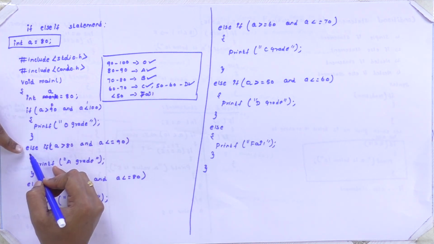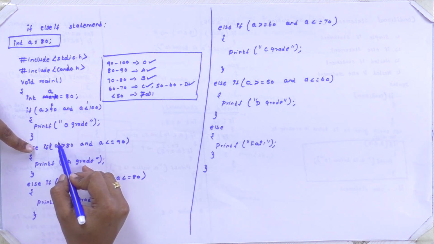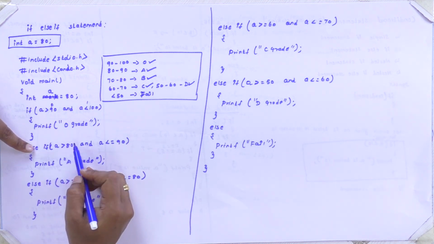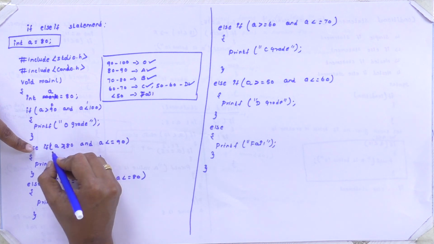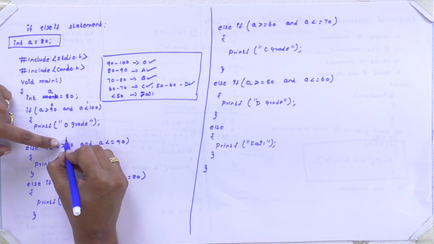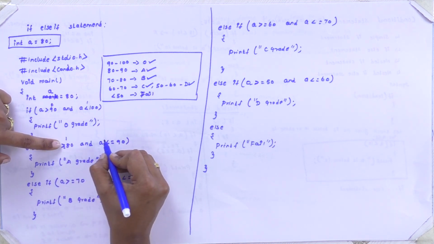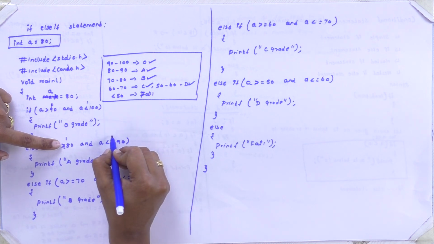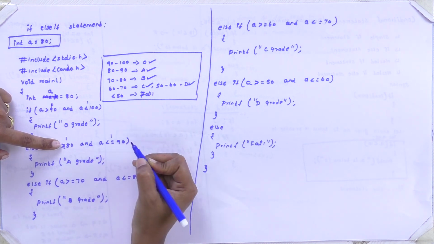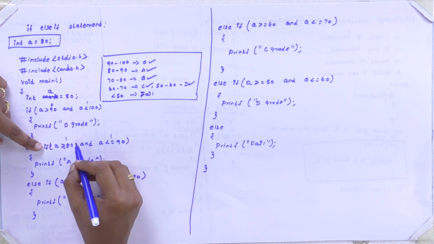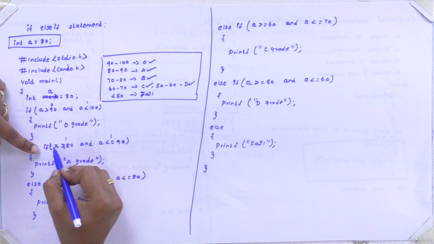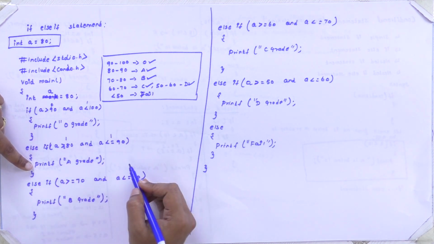Again it will come to the next statement. Here it checks 80 greater than or equal to 80. The condition is true, and again it will check 80 less than or equal to 90. Again the condition is true. So when both conditions are true, it will enter into this statement and print A grade.